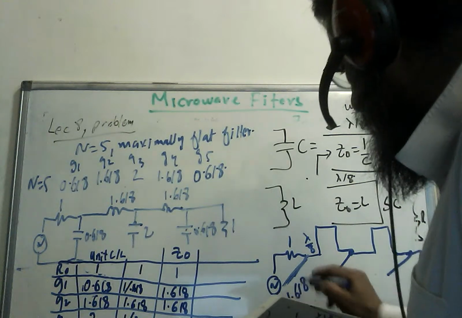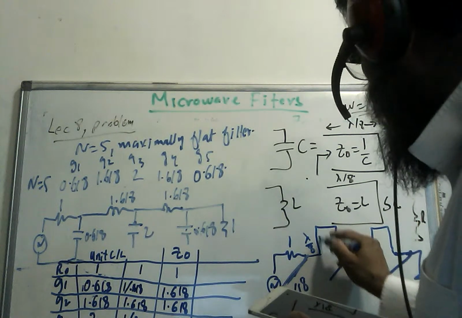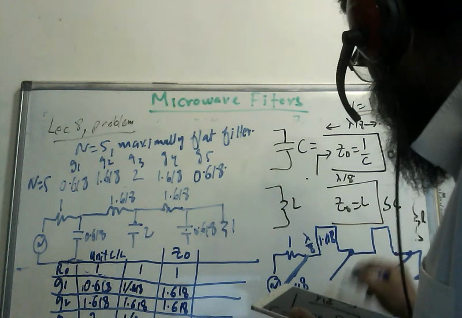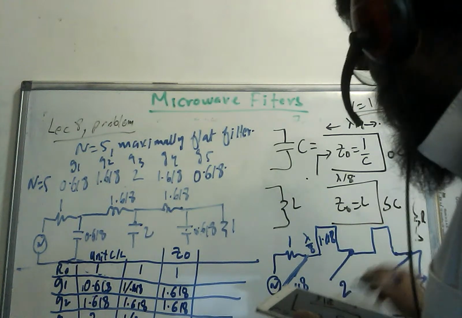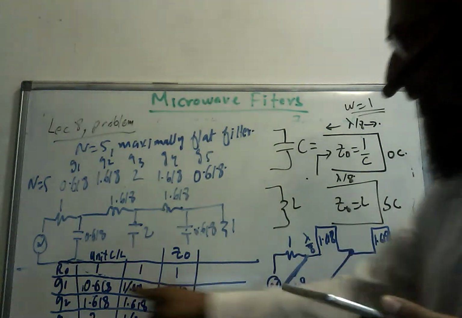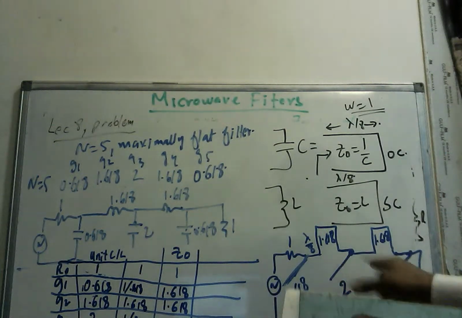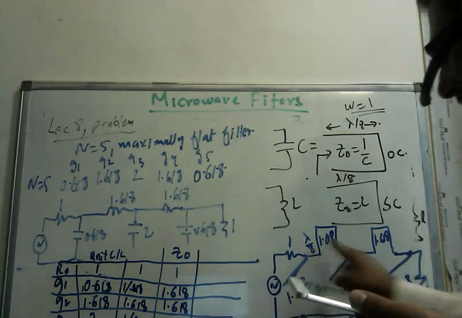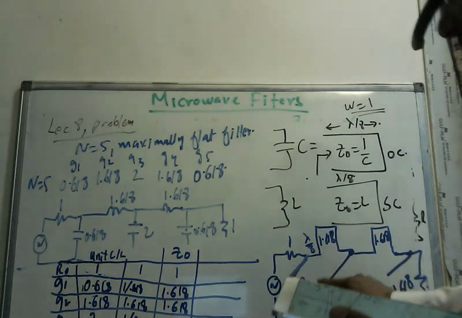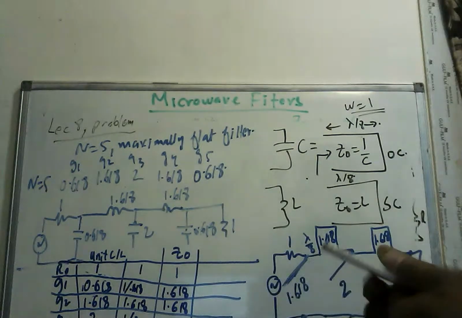1.618. This one is also 1.618. This one is 2. Impedance is because of this inverse relation between inductance and capacitance. So this is my circuit if I replace all these elements by open and short circuit.